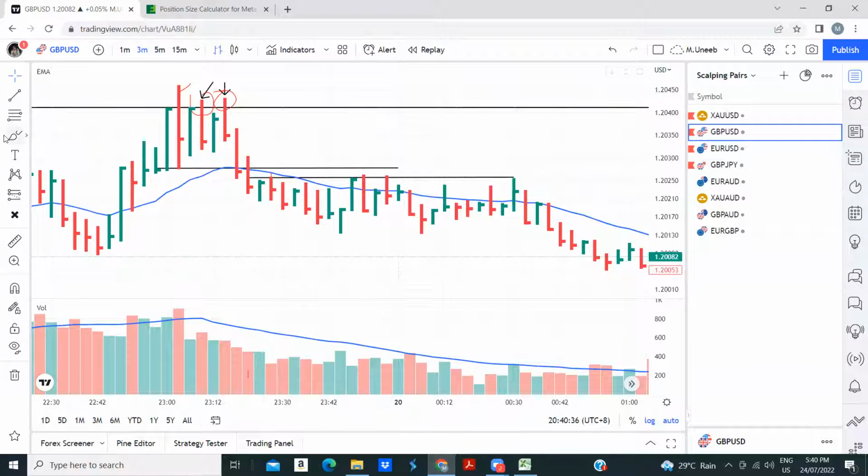Okay, you have this entry point. Let's suppose this entry point, and you have this entry point. So all of these are good entry points to enter. Make sense?